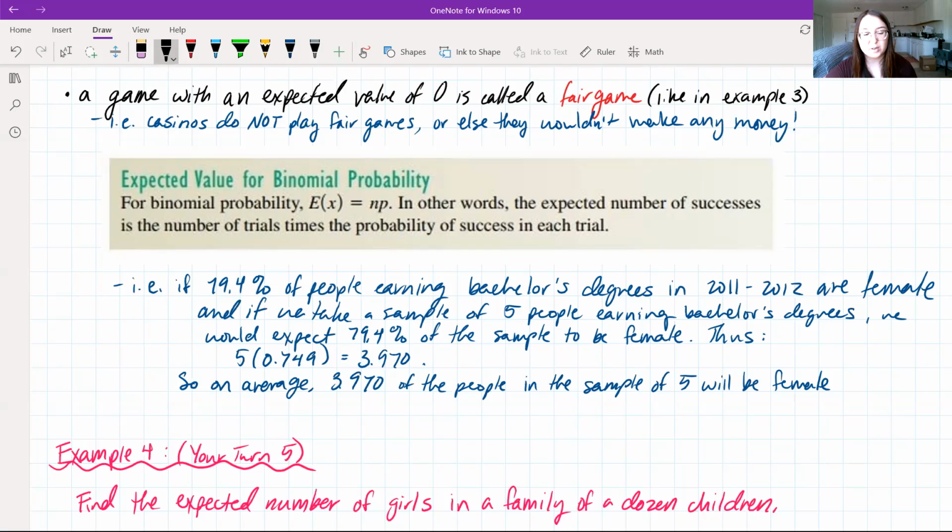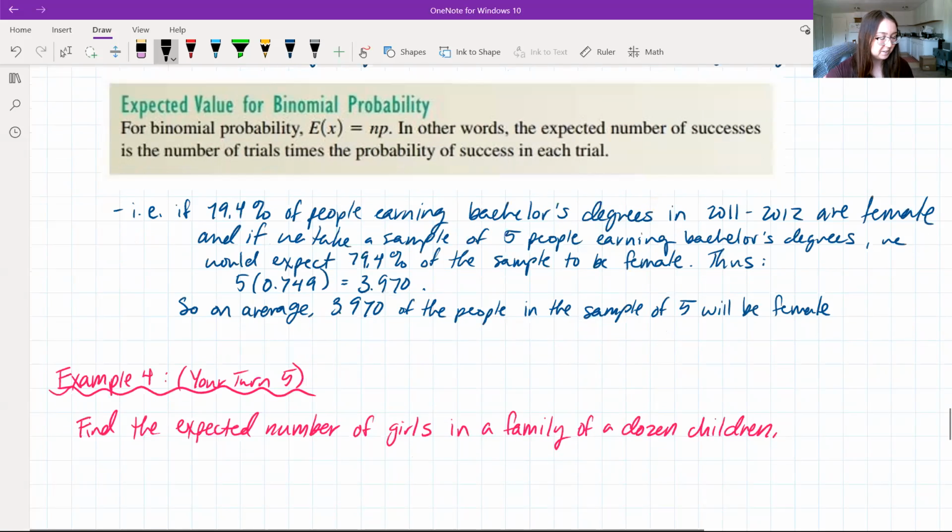So for our expected value for binomial probability, this just allows us to take whatever the percentage of success out of the number of trials, or our probability of success, and then multiply it by our number of trials. So in our case, our percentage of success was 79.4, and then we had 5 people. So 79.4 times 5.